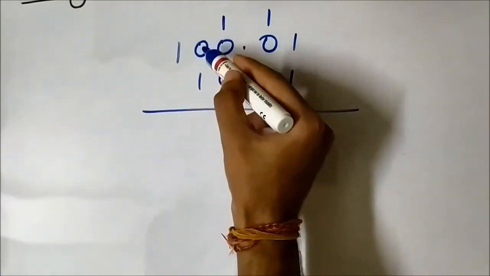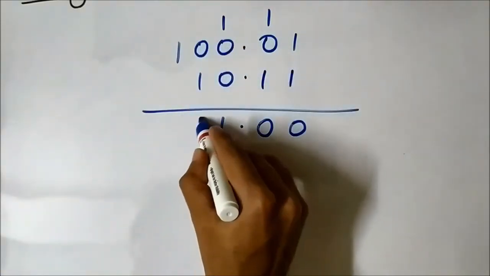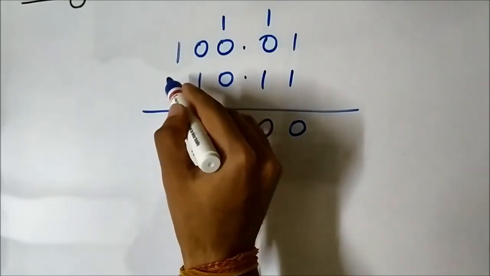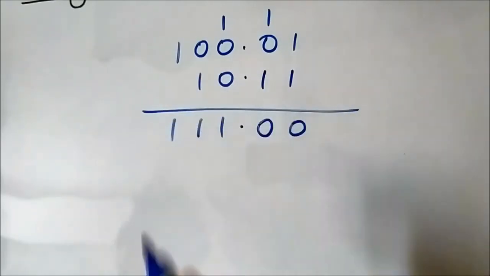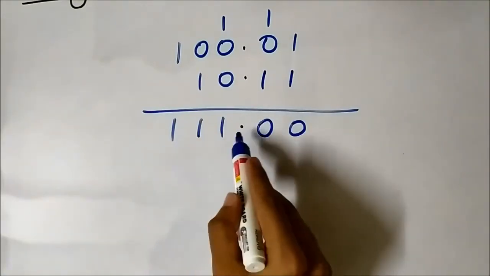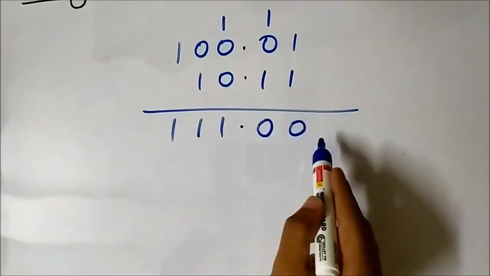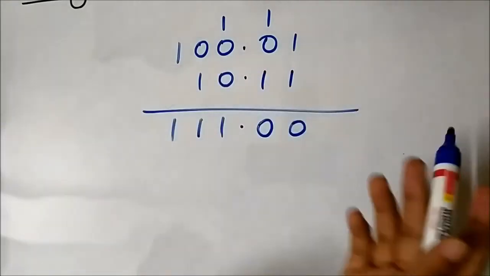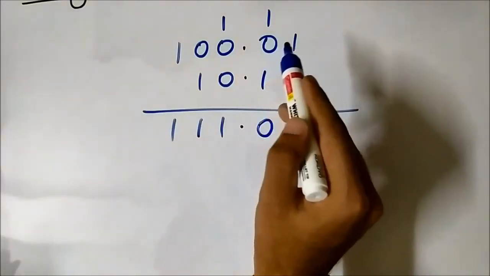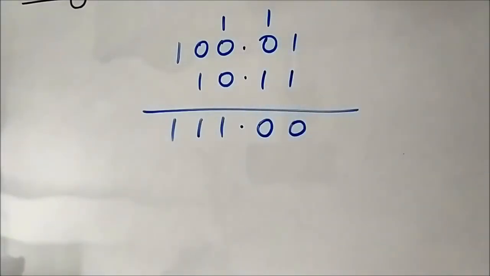Here 0 plus 1 is 1, this 1 bit comes down because there is nothing, so it is 0, 1 plus 0 is 1. So the result is 1 1 1 binary point and then 0 0. Okay, so this is the binary addition involving fractional parts.